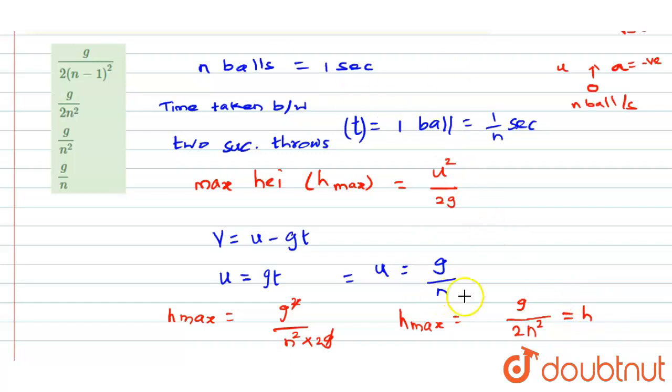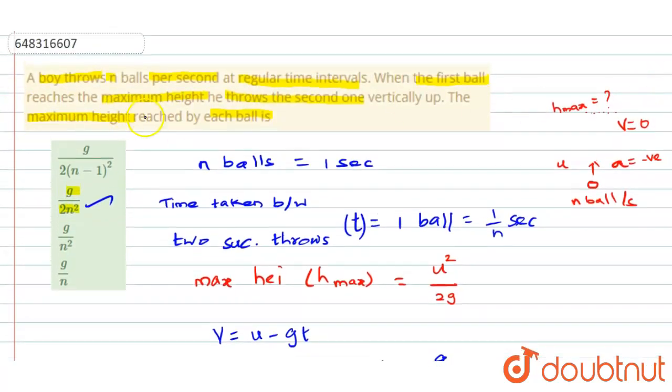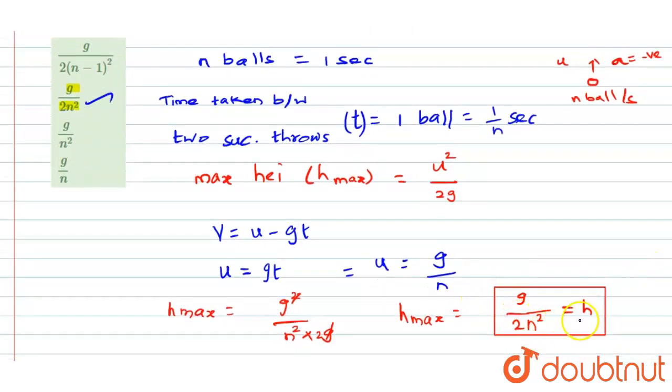So the answer is h equal to g divided by 2n square. This is in option 2. g by 2n square, option B is the correct answer. So, n balls are thrown per second at regular time intervals, and the maximum height reached by the ball is g by 2n square. This is the correct answer.